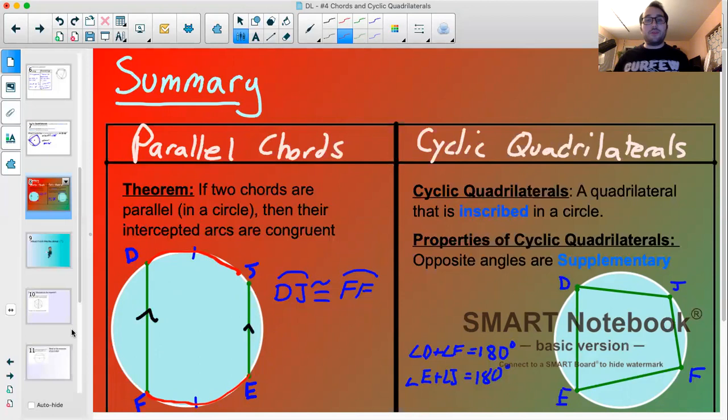Then we learned about cyclic quadrilaterals. A cyclic quadrilateral is a quadrilateral that's inscribed in a circle, meaning all the vertices touch the circumference of the circle. And the property of cyclic quadrilaterals is that opposite angles are supplementary, meaning they add to 180. So in this example, angle D plus angle F is 180 degrees, and angle E and angle J also add up to 180 degrees.